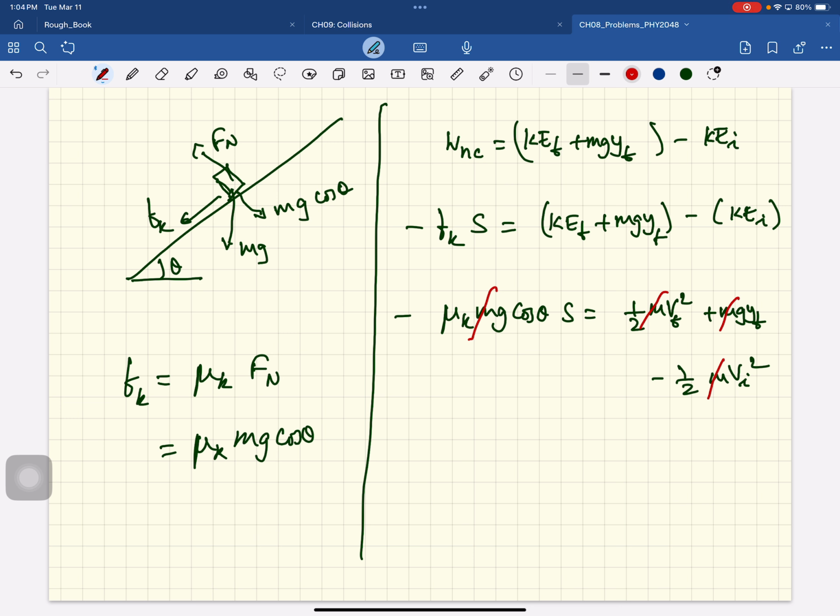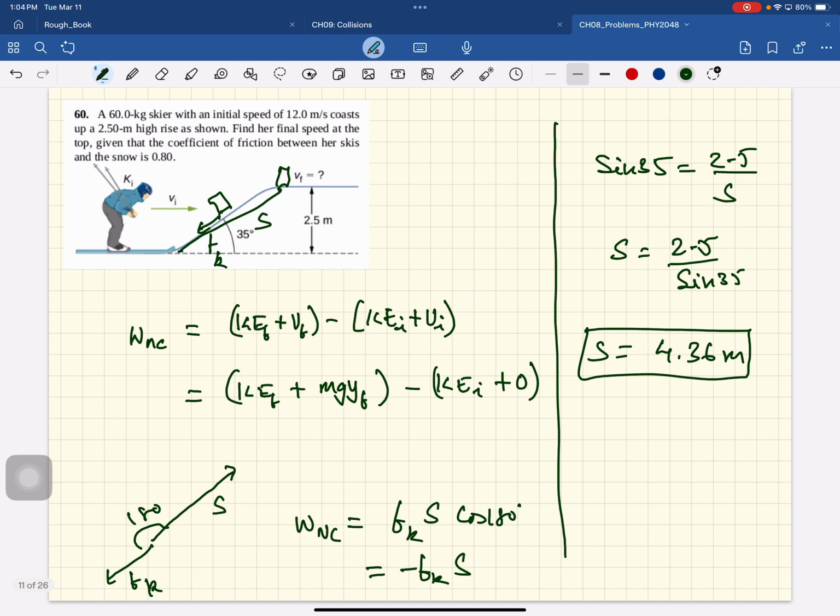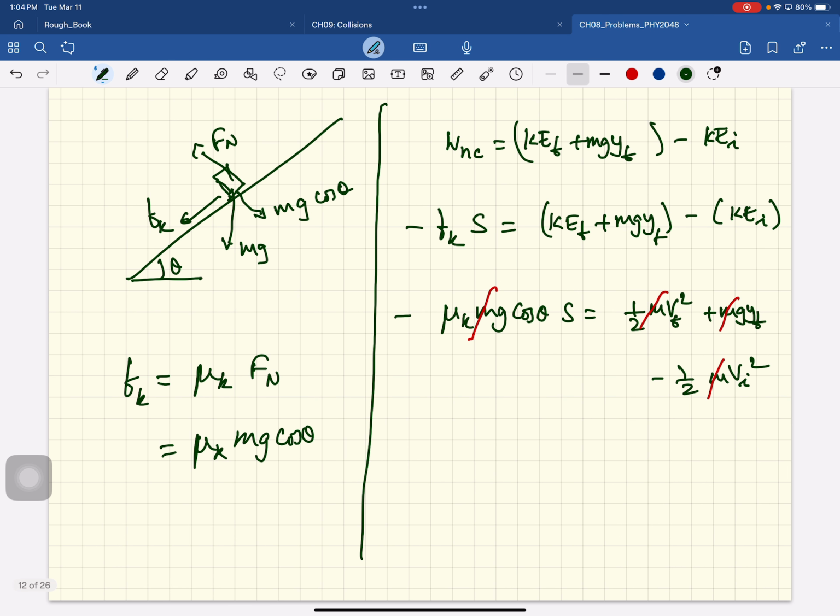All right, so V final is what we are calculating. The initial speed is 12 meters per second. We'll multiply everything by 2. So minus 2 mu k g cosine theta s equal to V final square plus 2 g y final minus V initial square.